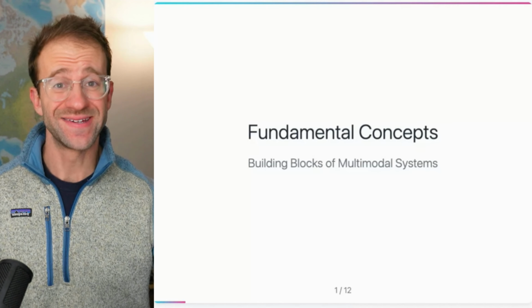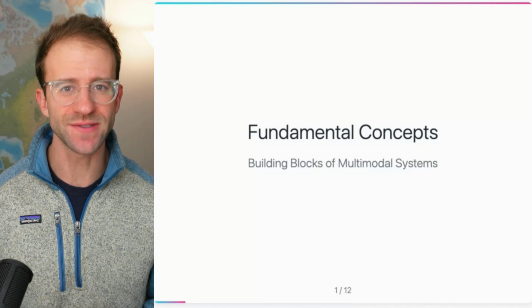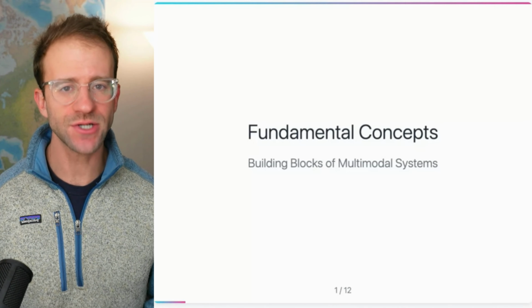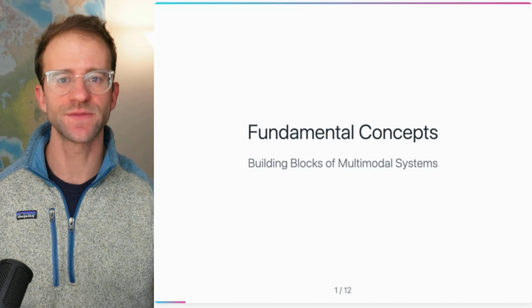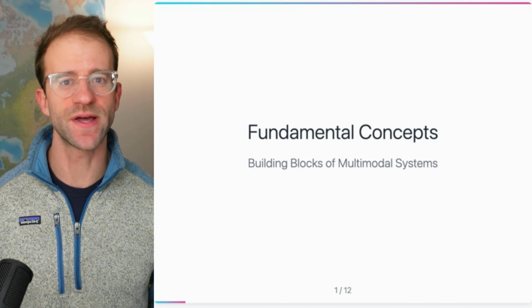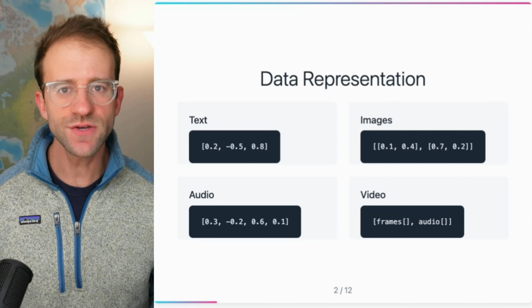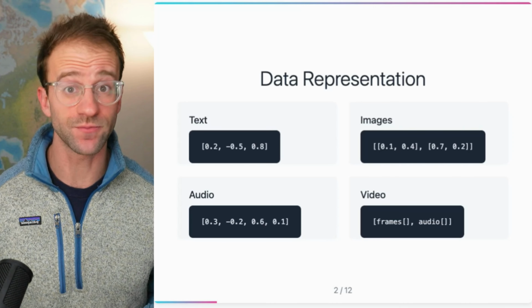Welcome back. Now that we understand what multimodal systems are, let's dive into the fundamental concepts that make them work. How do we actually get computers to understand different types of data together? Let's break it down. Imagine you're building a system that needs to understand text, images, and audio all at once. Each of these types of data is fundamentally different, right?